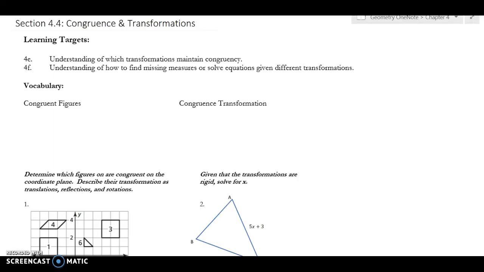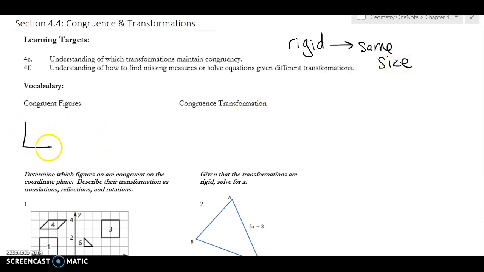All right, what we're working with today is congruence and transformations. The first thing we have to know is what a congruent figure is. We've talked about it some because we've said that there are some transformations that are rigid. And remember, rigid just meant that they stayed the same size. Well, same size is congruent.